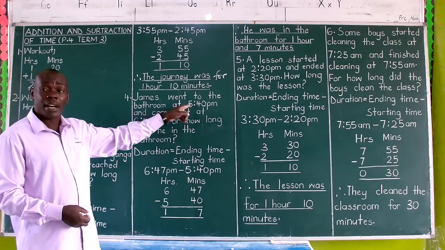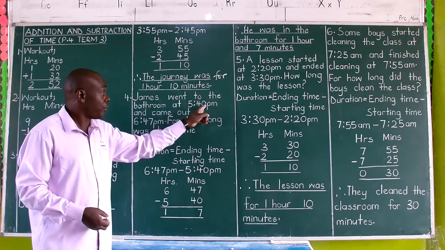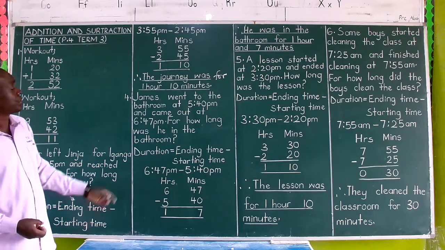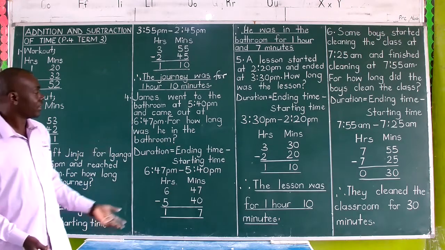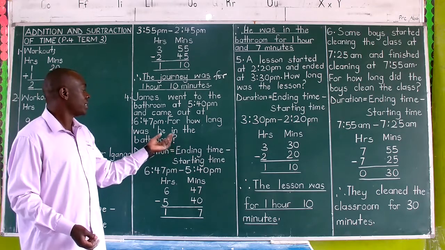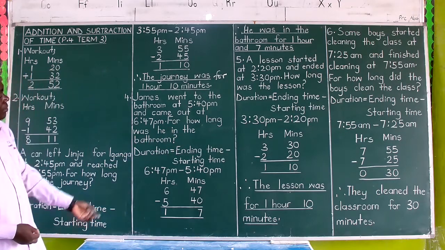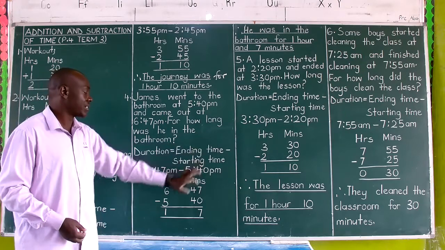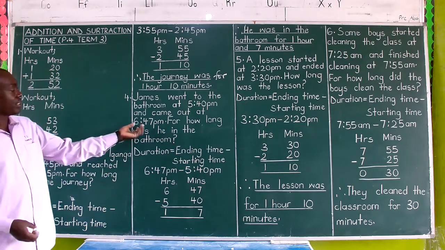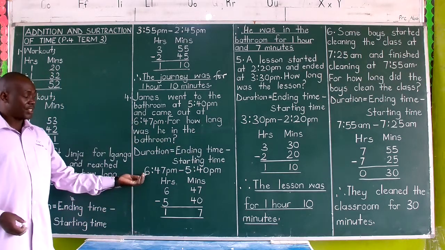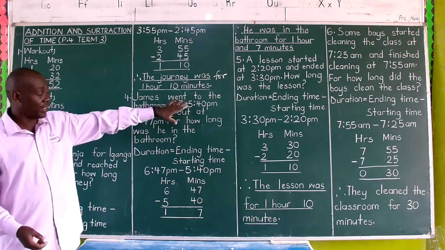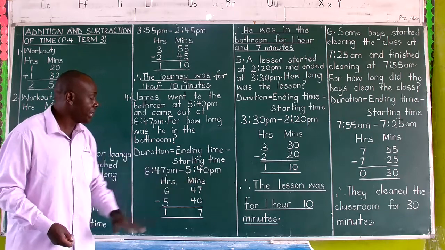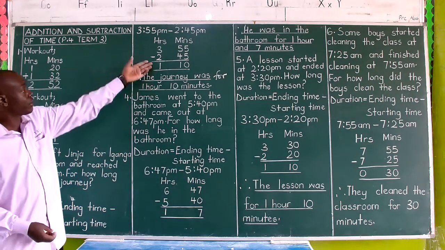Man, going to the bathroom at 5:40 p.m. and then you come out after bathing at 6:47 p.m. Then the question, for how long was he in the bathroom? Still do the same. Duration is called ending time minus starting time. When did he stop bathing? At 6:47 p.m. When did he go to the bathroom or start bathing? At 5:40 p.m. Then do the same like we've done.